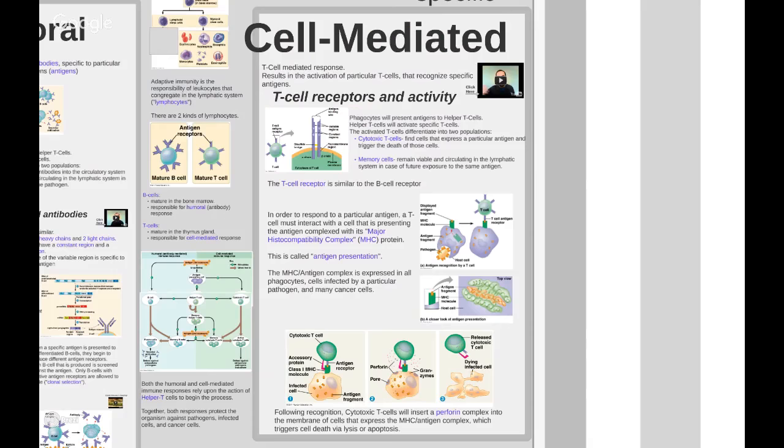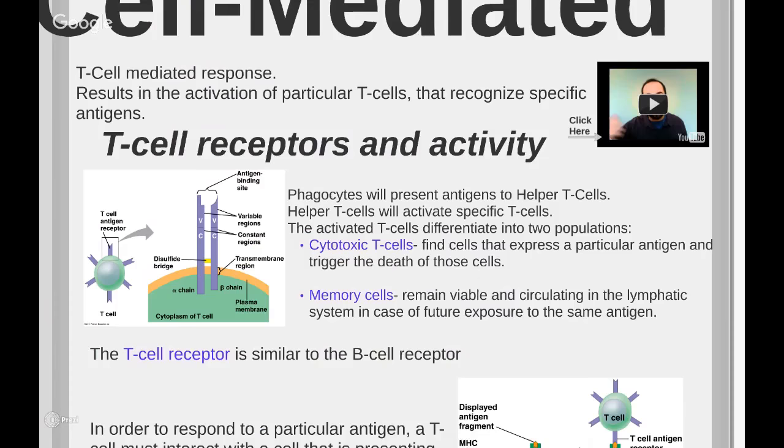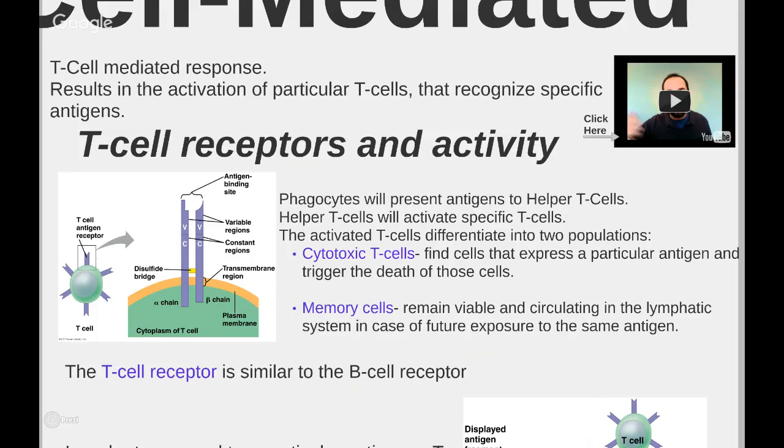And then you have your cell-mediated immune response, and this is done by the T cells. This results in the activation of particular T cells that recognize specific antigens, those same antigens on the bacteria or virus that's infecting you. And this, again, is all coordinated by the helper T cells that have learned what the pathogen looks like. And then it talks to the T cells as well. And these T cells differentiate into two populations: cytotoxic T cells, which will find cells that express the pathogen or the antigen, and trigger the death of those cells. Again, they punch little holes in the cells, causing those cells to die, especially in viral infections, which stops the virus from being replicated. You also then have the memory cells, just like in the B cells, that remain viable and circulate through the lymphatic system in the case of future exposure to that same antigen.